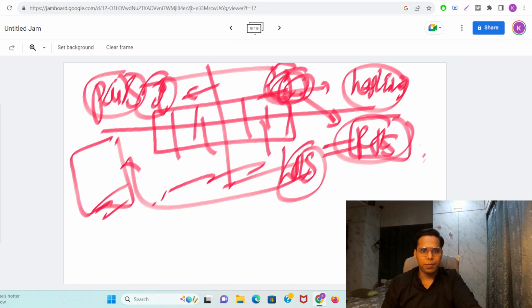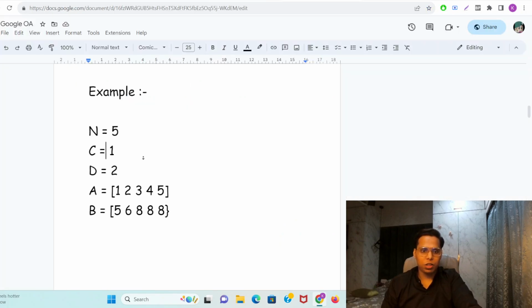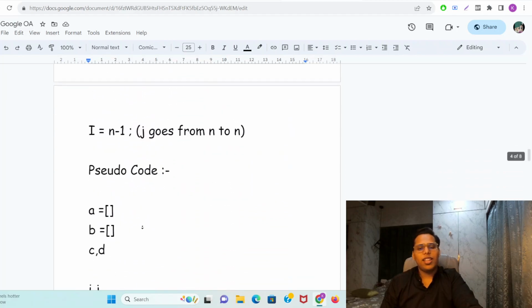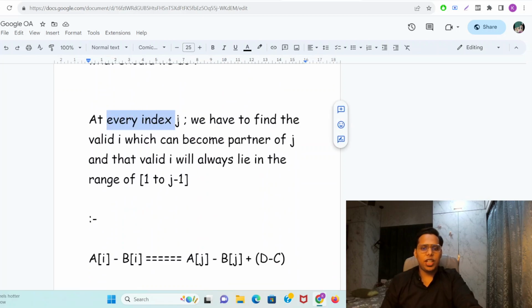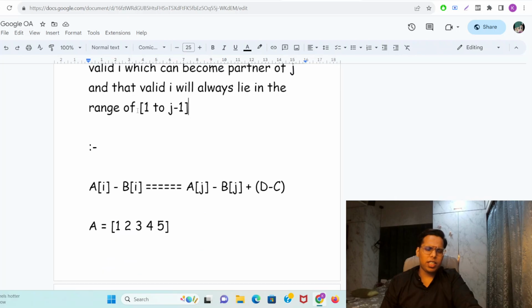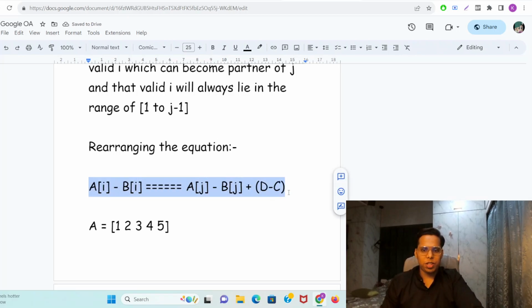Anyways, now guys, where were we? Let's go back to the code. If we go to the code, at every index j we have to find the valid i which can become the partner of j. And that valid i will always lie in the range of 1 to j minus 1. We are doing this just to make things easy. In the question, it was given that i should be less than j. So, rearranging the equation: ai minus bi is equal to aj minus bj plus d minus c.